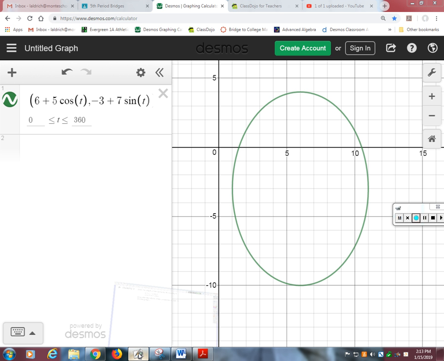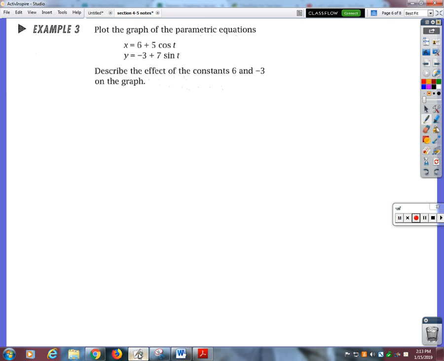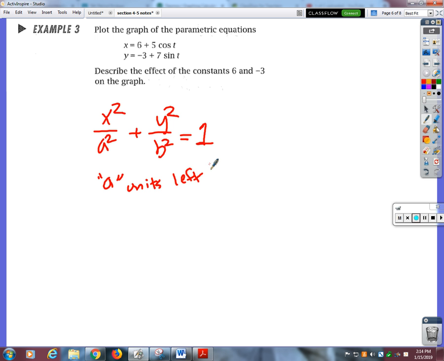I don't know if you should or you shouldn't, but I can sure give it to you. The general equation for ellipses is x squared over a squared plus y squared over b squared equals 1. Okay? And this will be an ellipse that goes a units left and right, and it will go b units up and down. Okay? So yeah, great question.